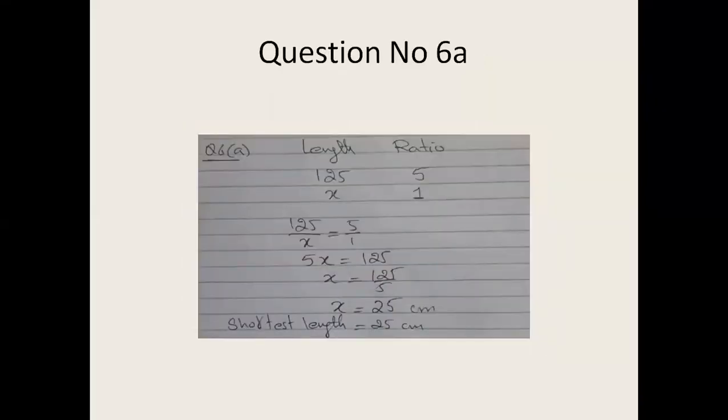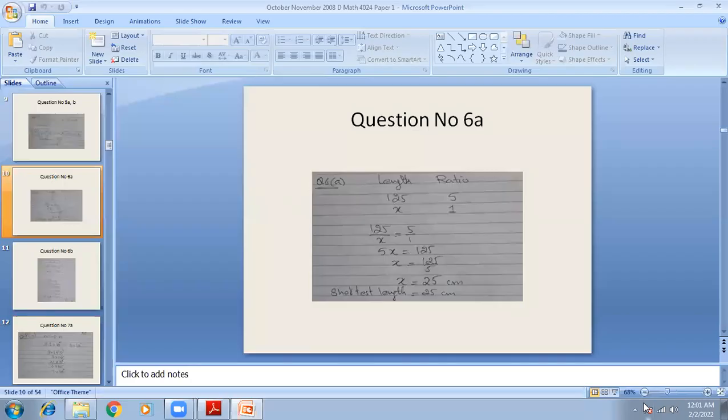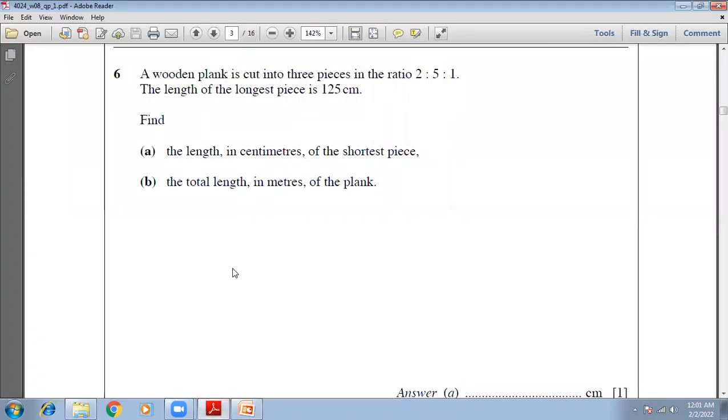So length and ratio, 5 ratio means 125 centimeters, and the shortest length is 1 in ratio. So how much in actual length will it be? So that is the ratio method. So 125 divided by x will be equal to 5 by 1. So 5x is equal to 125, x is equal to 125 divided by 5. So 125 divided by 5, that's 25. So x is 25 centimeters. So the shortest length is 25 centimeters. So this is how you do question number 6a part. Okay, so let's move to the next part. He said the total length in meters of the plank.